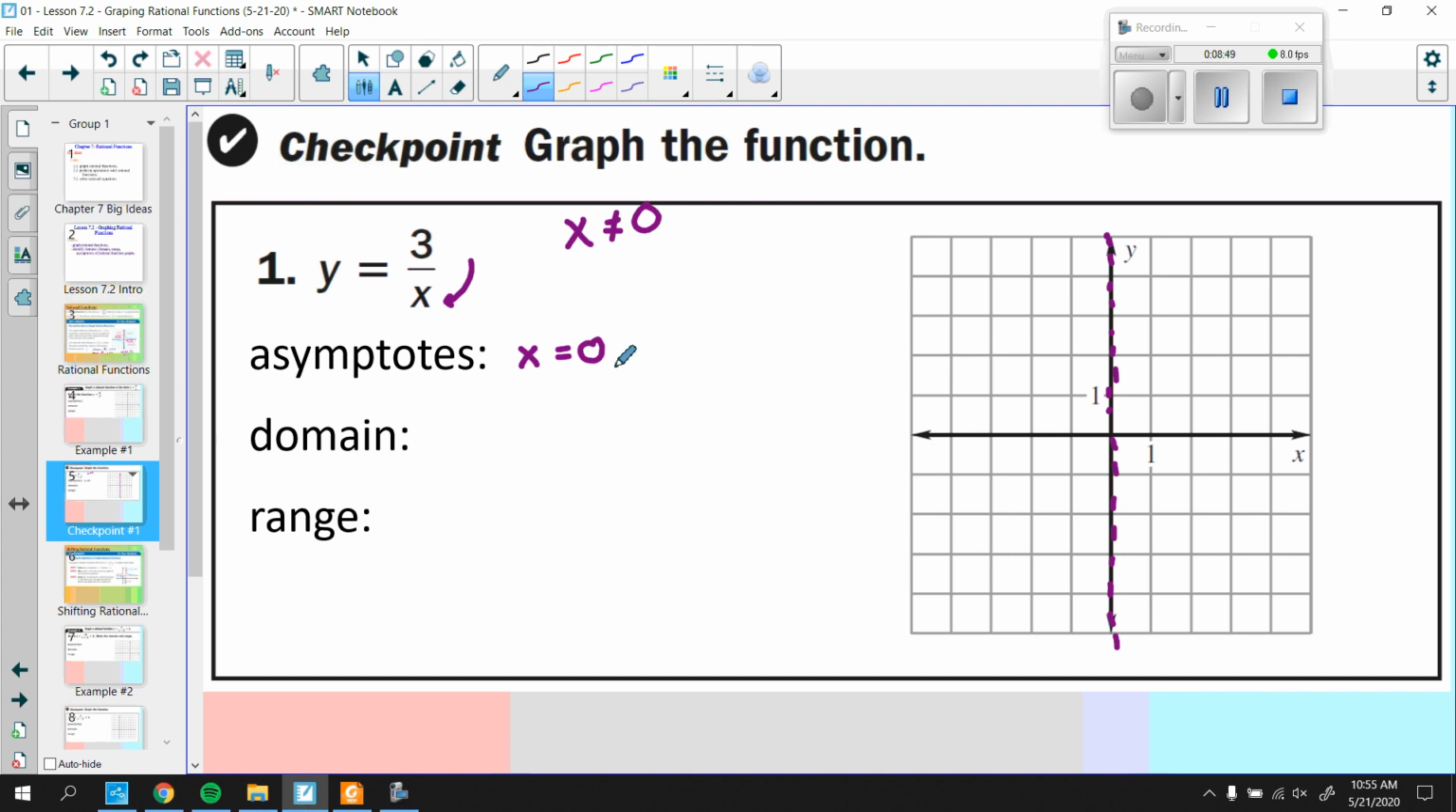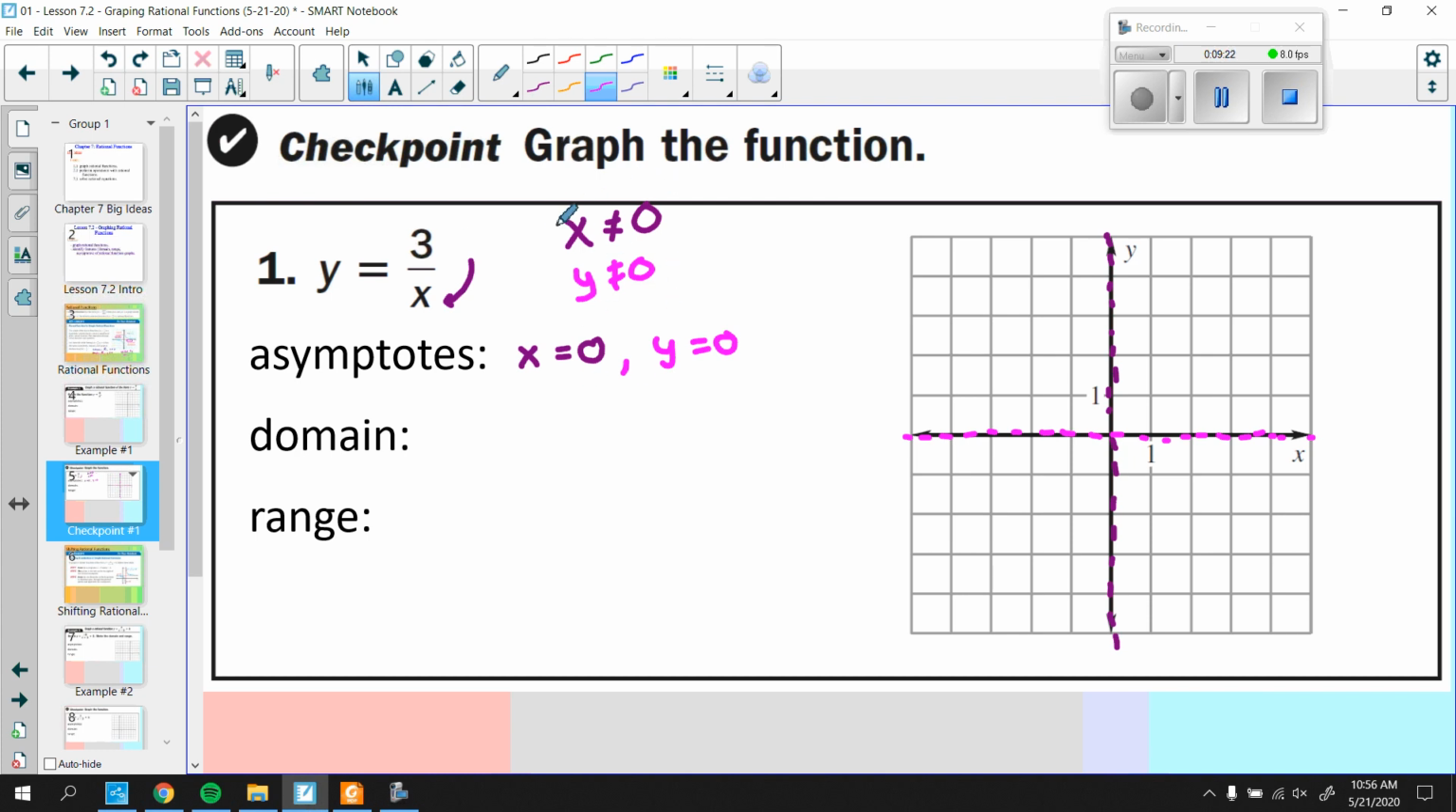Because we can't input an x, same as the parent function, we're also seeing that y cannot equal 0, right? We just talked about it. There's no way you could divide 3 by any number and get 0, right? It's always going to come out with a positive or a negative number. So it's the same thing, just almost like the opposite. Because we can't get out of 0, we're going to have an asymptote at y equals 0, which is that horizontal line. Okay, so just label them.